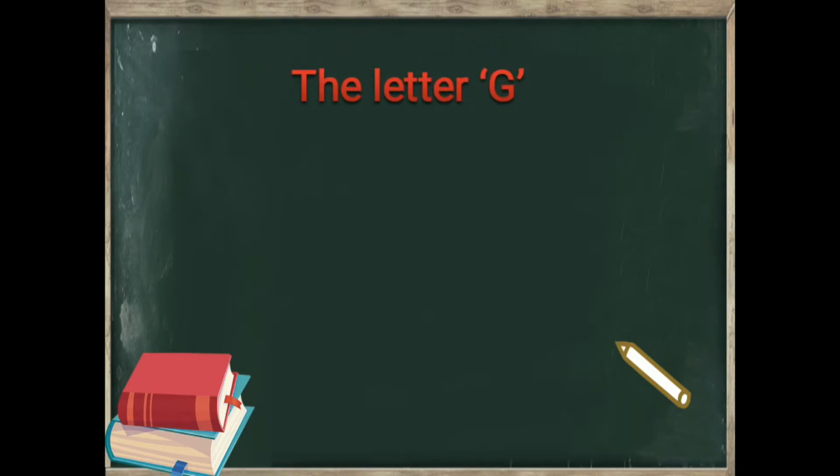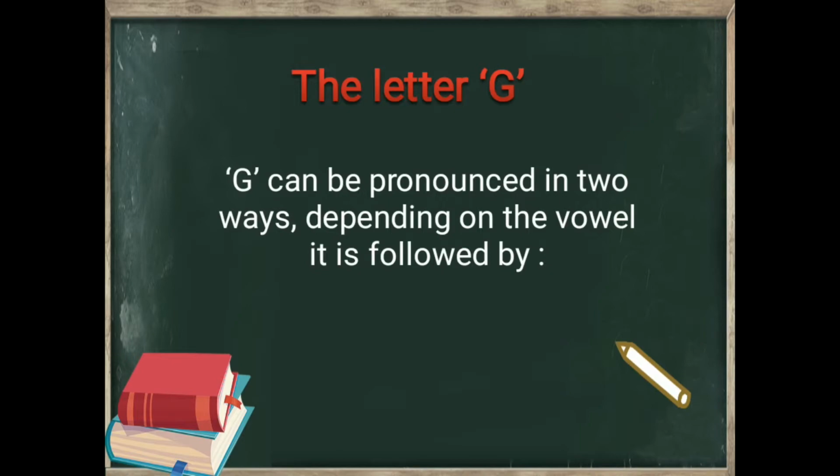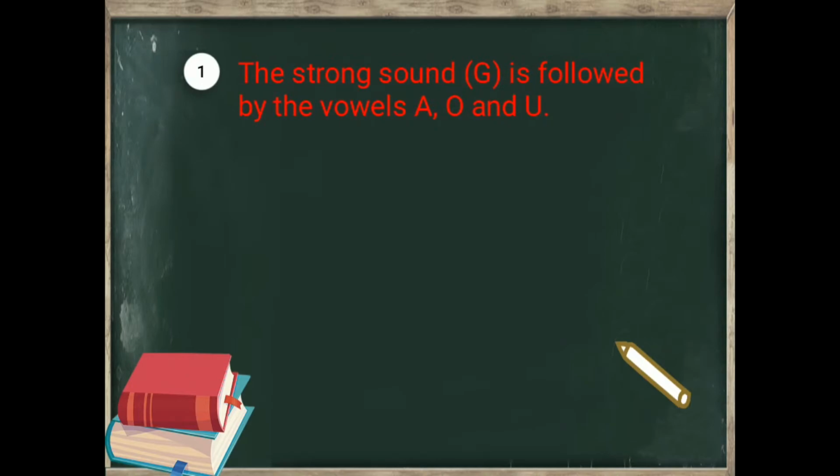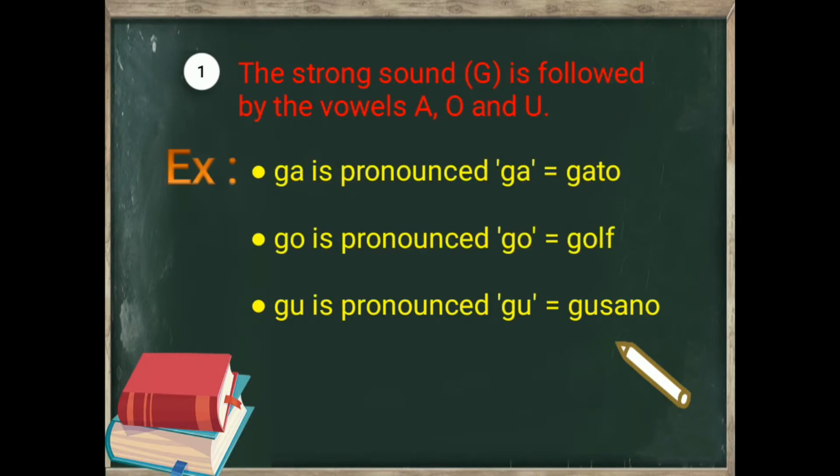The next consonant is G. G can be pronounced in two ways depending on the vowel it is followed by. So let's see the two ways. First one is the strong sound G, followed by the vowels A, O and U. For example, GA is pronounced Ga, as in gato. GO is pronounced Go, as in golf. GU is pronounced Gu, as in gusano.